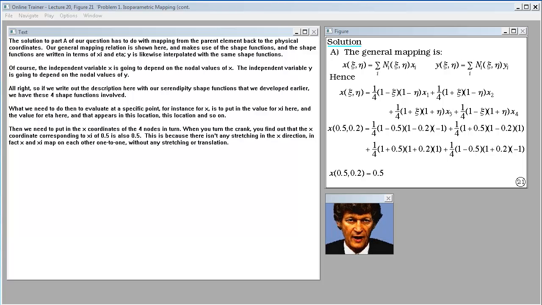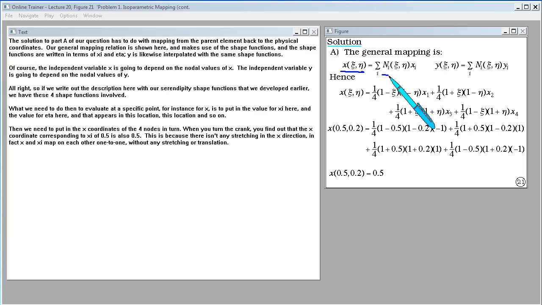The solution to part A of our question has to do with mapping from the parent element back to the physical coordinates. Our general mapping relation is shown here and makes use of the shape functions, and the shape functions are written in terms of xi and eta. Y is likewise interpolated with the same shape functions. Of course, the independent variable x is going to depend on the nodal values of x. The independent variable y is going to depend on the nodal values of y.